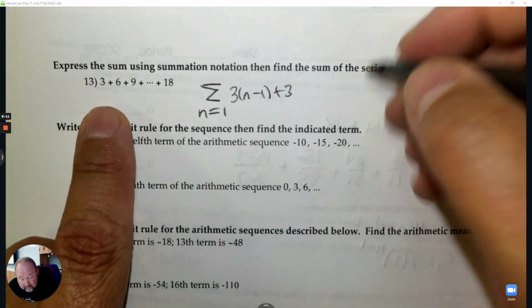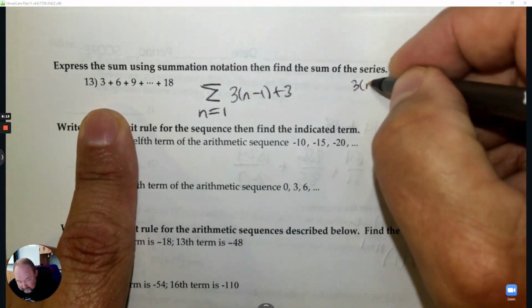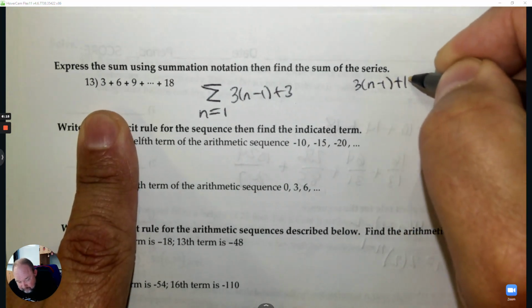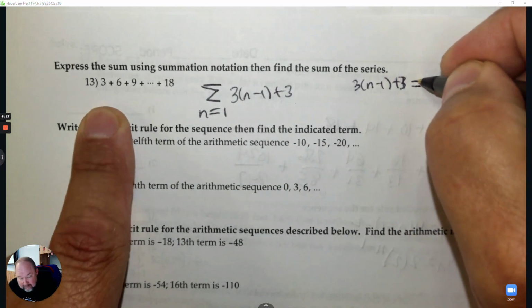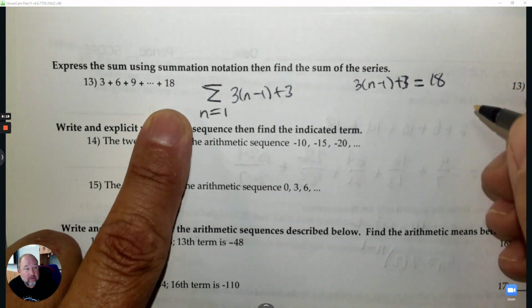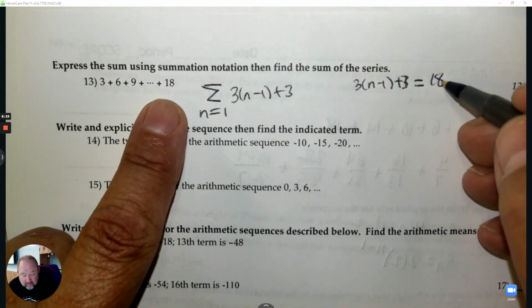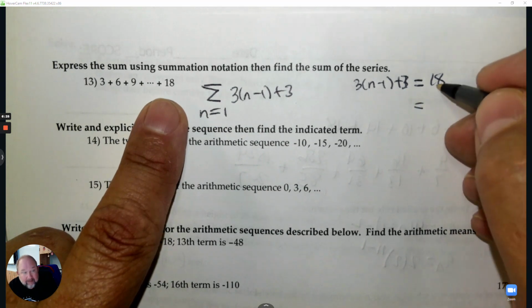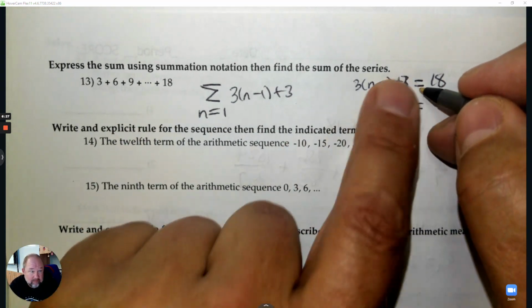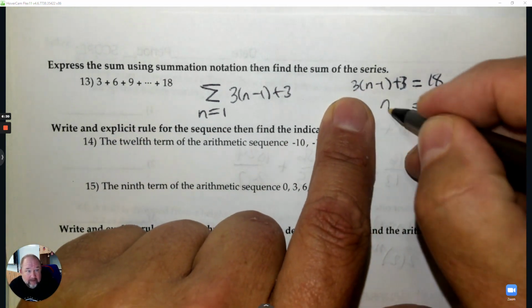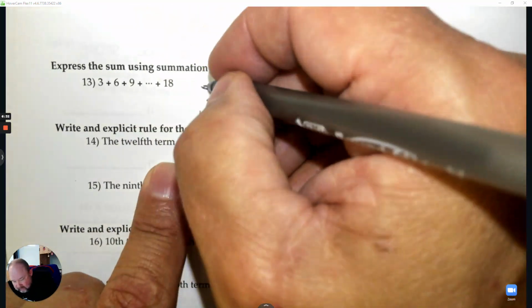So I'm going to use the sequence formula, right? And I'm going to take it and make it equal to 18. So I want to know what term number 18 is. I'm going to solve it. So I'm going to subtract 3 and divide by 3. So 18 take away 3 is 15. 15 divided by 3 is 5. And then add 1. And so you can see this is 6.